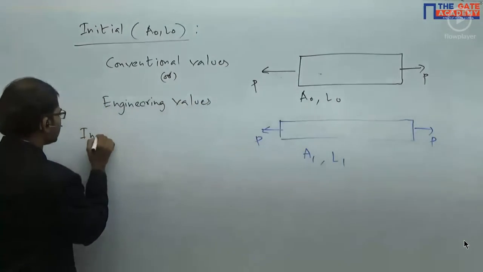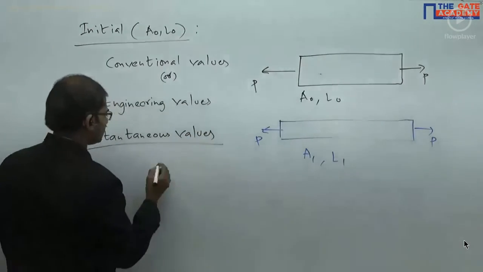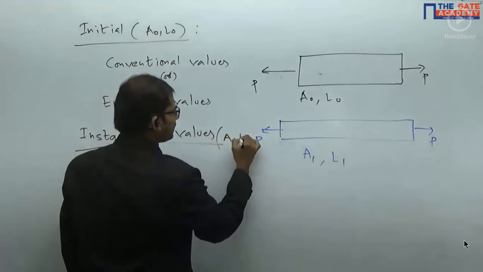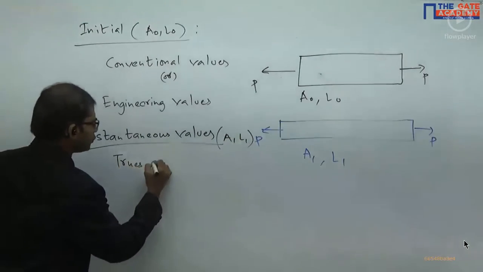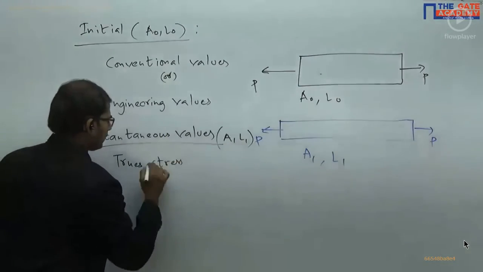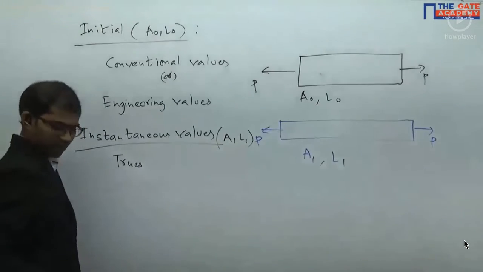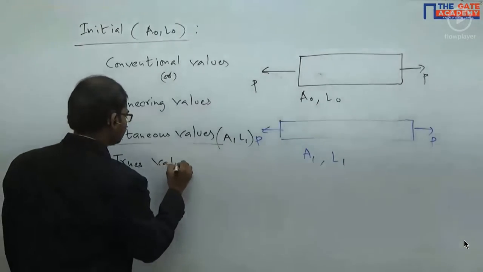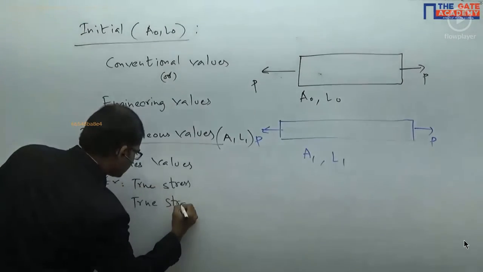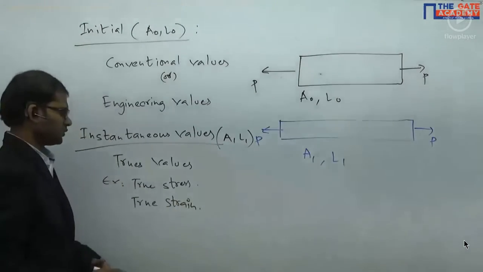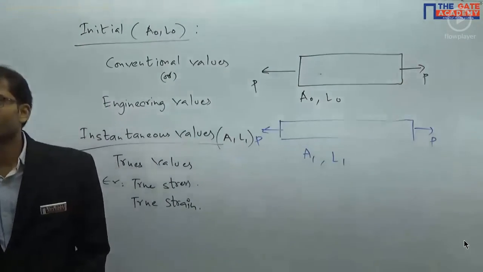But if you're going with instantaneous values, that means dimensions are A1, L1, so those should be called true stress. True stress, that means true values basically. So true stress, true strain terms will come. Example, true stress, true strain, like this. I'll explain them here.